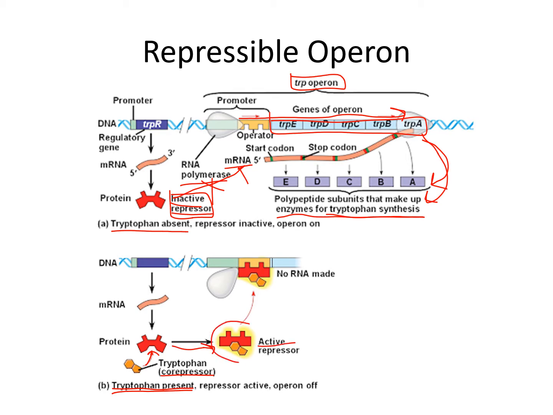So now you have an active repressor which will bind to the operator and will block the RNA polymerase from transcribing the genes. So in this case, the co-repressor is going to make the repressor active, which will turn the operon off, which will stop gene expression.